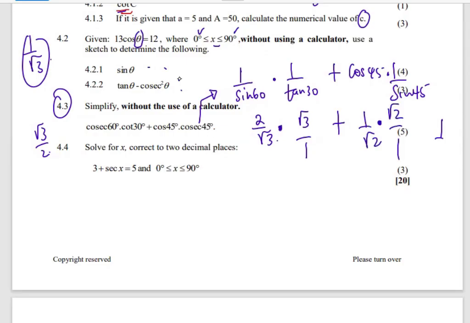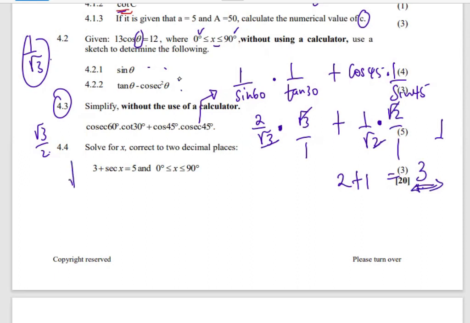When you switch it around, this 3 cancels the 3, the root 2 cancels the root 2. So you'll be left with 2 plus 1, which gives us a 3 as the answer. All right, so that is how we would have obtained that.